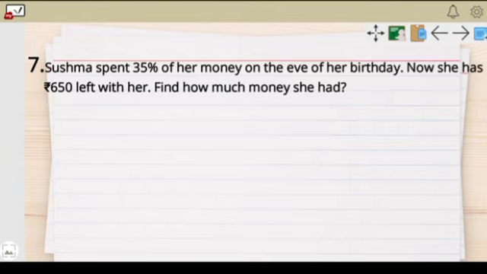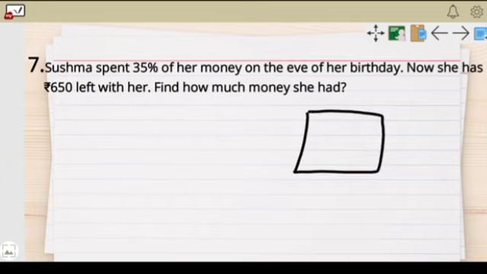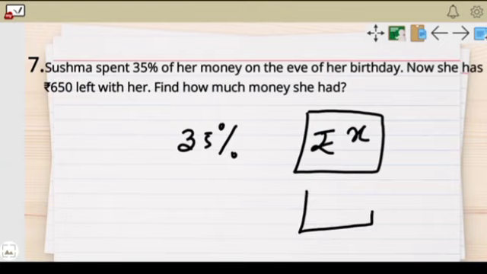We can solve this question in different ways. Okay, so let us do like this. Let us think that initially, before the eve of the birthday, she had some amount. I don't know, maybe 1,000, 2,000, I don't know how much. So this is rupees X. Out of this X, she has spent 35%. Remaining is how much? 650.